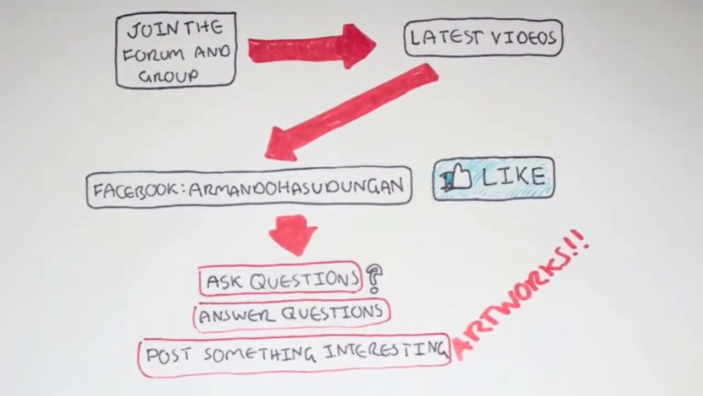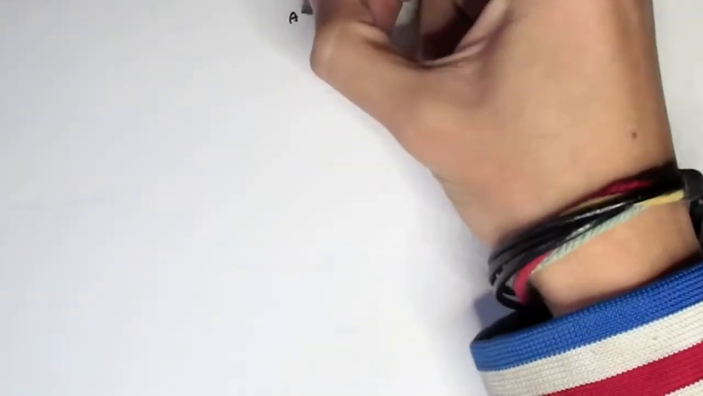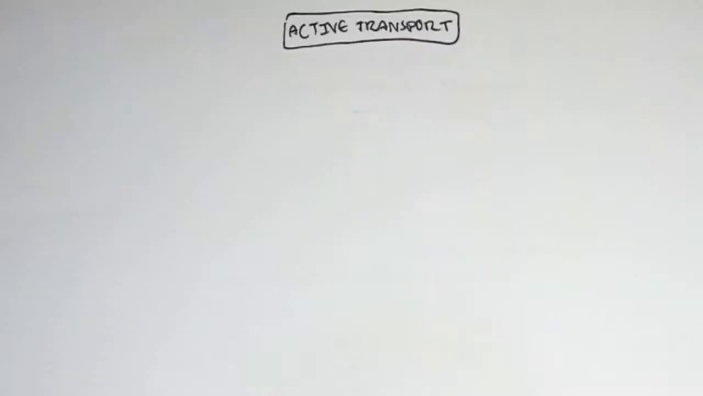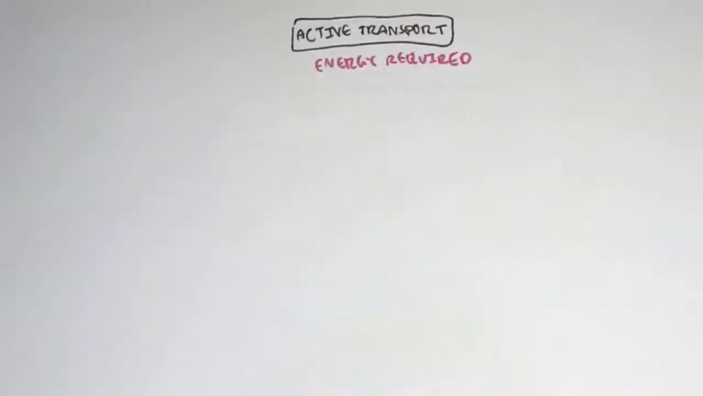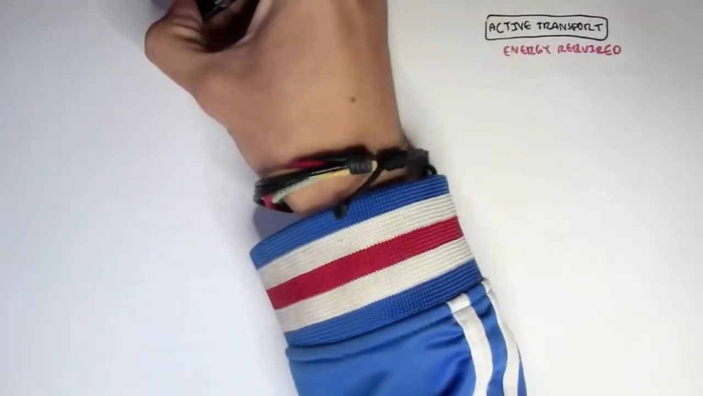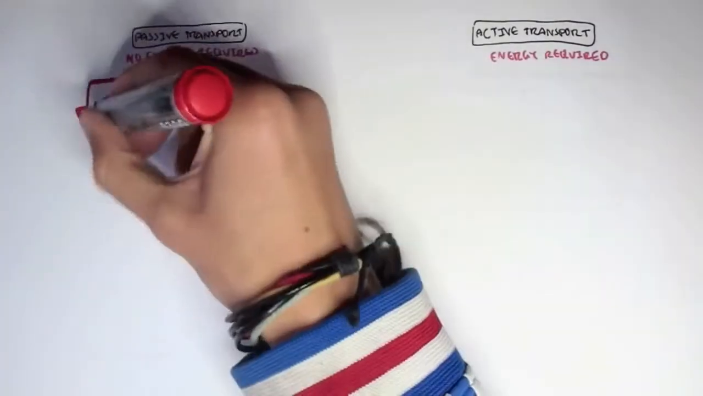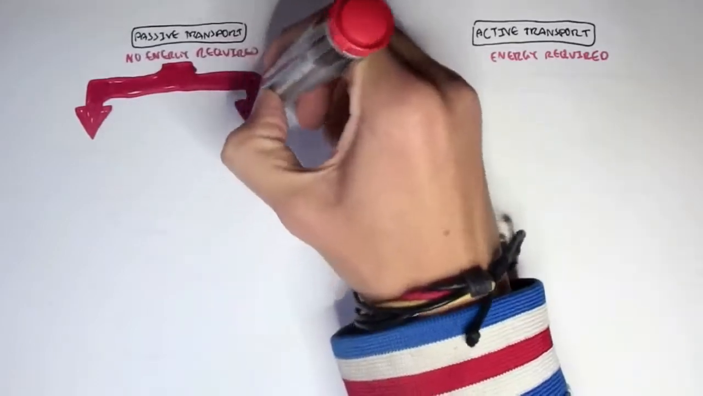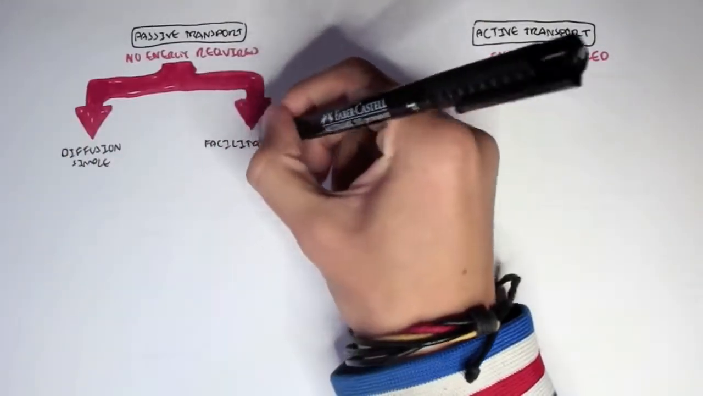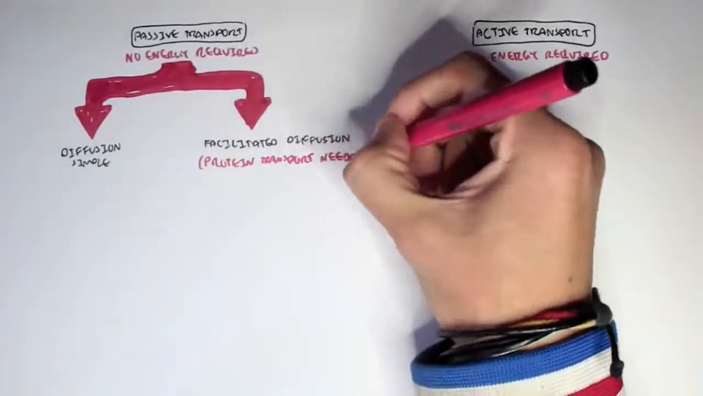Now in this video, we are going to talk about active transports. In the previous video, we talked about passive transports, but now we're talking about active transports, which actually require energy. And remember, passive transport does not require any energy. There are two types of passive transport: simple diffusion and facilitated diffusion, which requires a protein transporter.